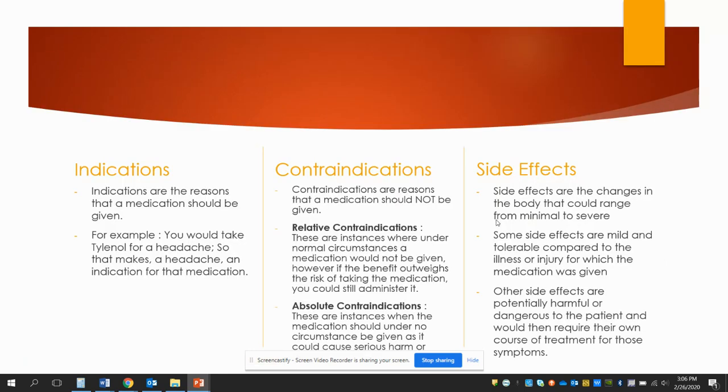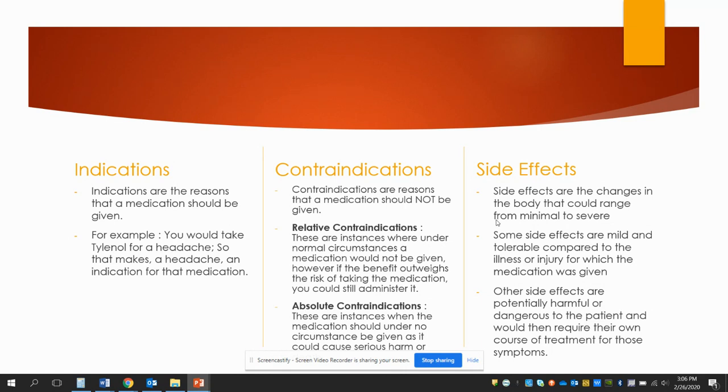Now, indications, contraindications, and side effects. Indications are the reasons that you would give a medication. So, for example, you have a headache, you would take Tylenol. An indication for Tylenol is a headache. A contraindication means a reason that you would not take or give a medication. And there are 2 types of those, a relative and an absolute contraindication. The relative contraindication means that if the benefit of giving it or taking it outweighs the risk, then you could still administer it. An absolute contraindication means that under no circumstance should you give the medication, and it absolutely should be avoided. So we'll talk about some differences between those relative and absolute contraindications with the specific medications.